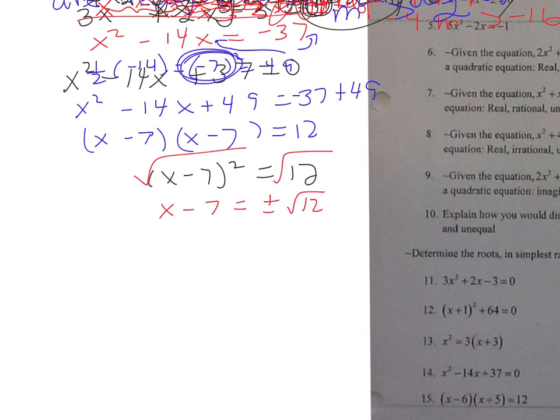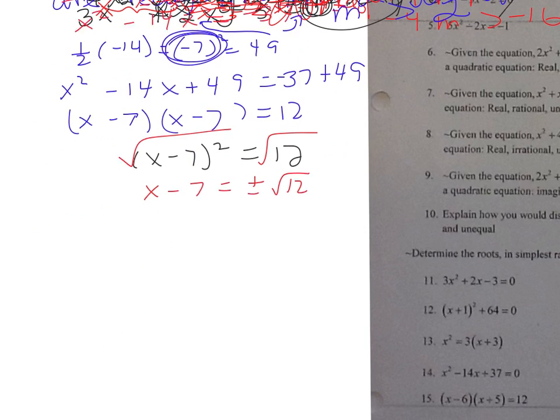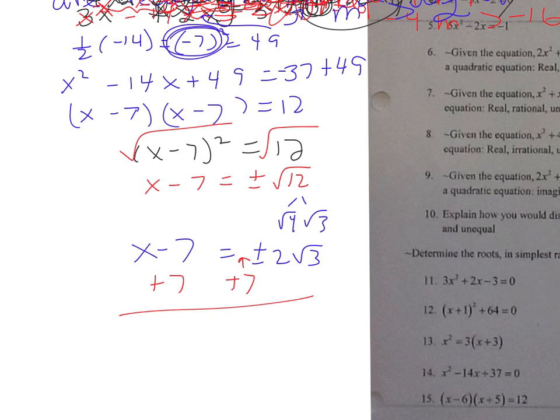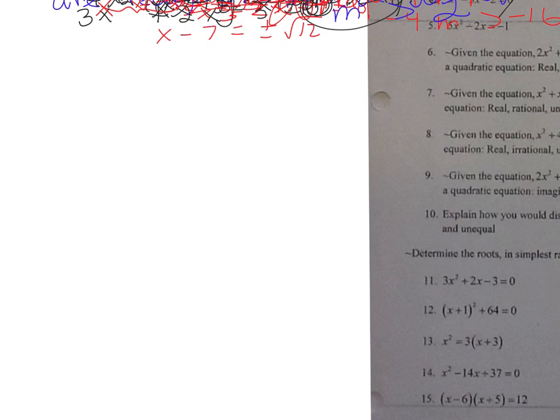Now remember, you want to simplify the square root of 12. So what perfect square goes into 12? 4 times 3. So this is plus minus 2 square root of 3. And then add 7. Remember, the 7 goes in front of the plus minus right in here. x equals 7 plus minus 2 the square root of 3. Okay, number 15.